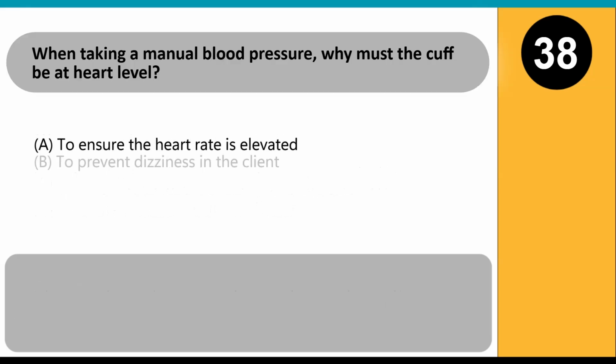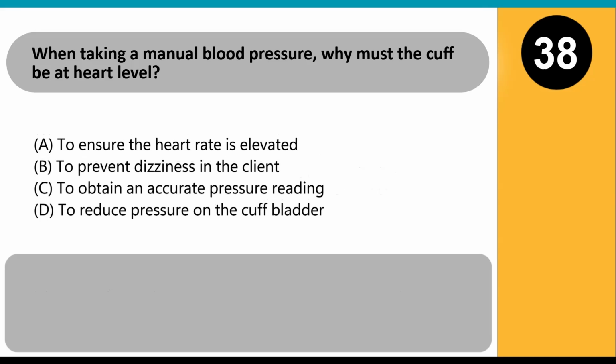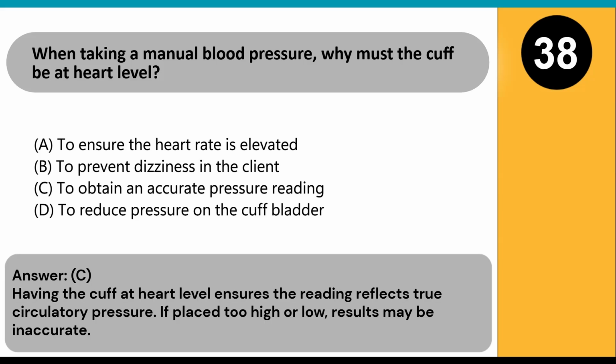When taking a manual blood pressure, why must the cuff be at heart level? A. To ensure the heart rate is elevated. B. To prevent dizziness in the client. C. To obtain an accurate pressure reading. D. To reduce pressure on the cuff bladder. Answer C. Having the cuff at heart level ensures the reading reflects true circulatory pressure. If placed too high or low, results may be inaccurate.